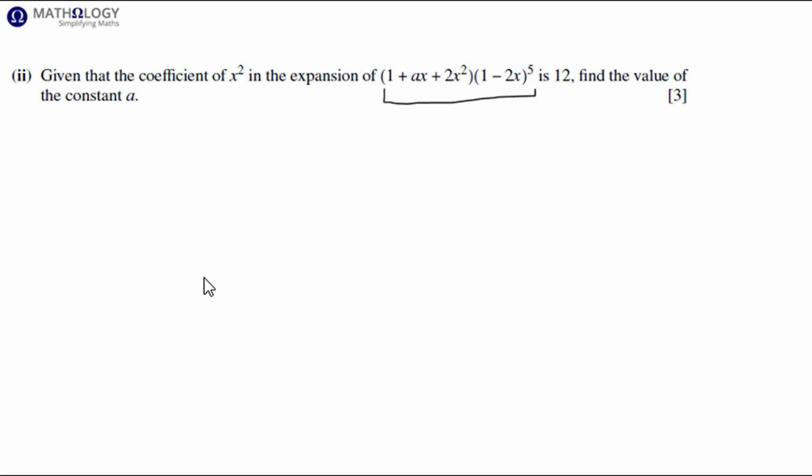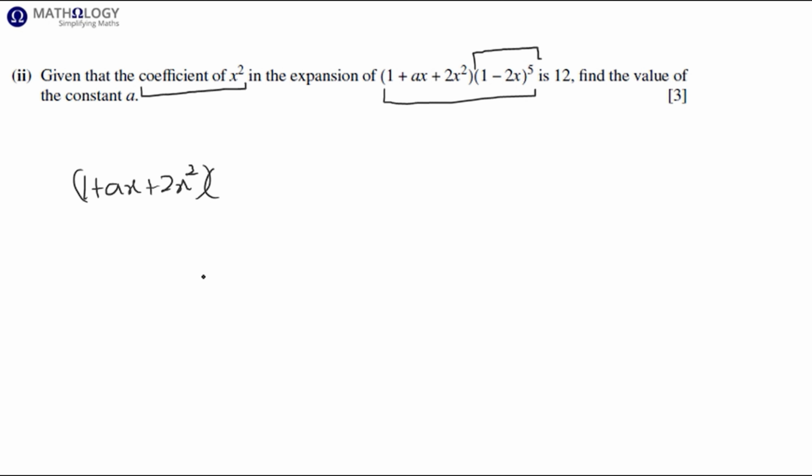Given that the coefficient of x squared in the expansion of this expression is 12, find the value of the constant a. Okay, we've already established the first three terms for the expansion of (1 - 2x)^5. So we are just going to concentrate on those three terms since all we require is the coefficient of x squared. That's why we were only required to find the first three terms of that binomial expansion, because any other term thereafter was not going to yield a coefficient of x squared when multiplied by this polynomial.